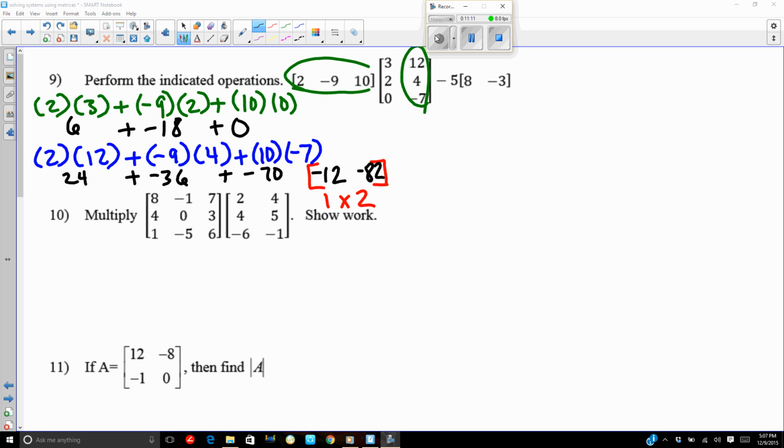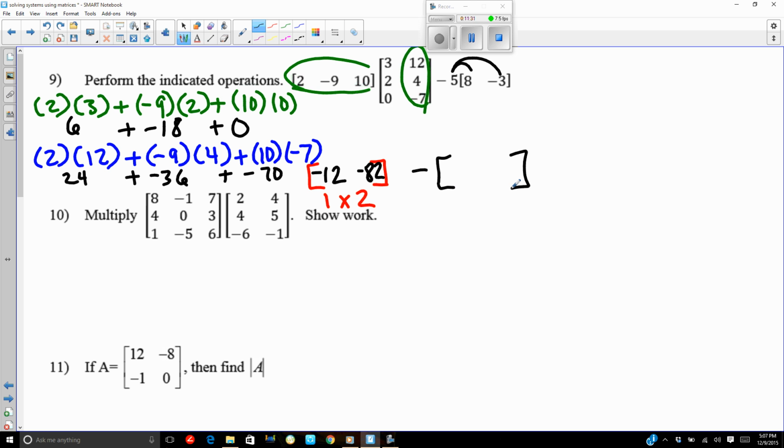So we get negative 82 for the row times the second column. And now all we're going to do is distribute the 5. We've got to worry about the other side of this problem. I'm going to drop down the subtraction sign, and I'm going to distribute the 5 to that second matrix.